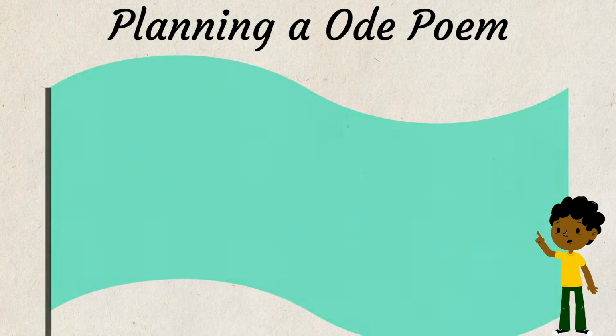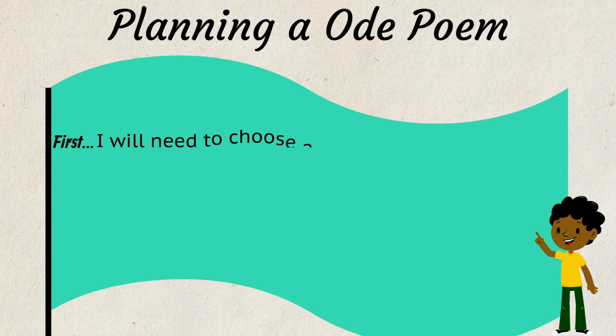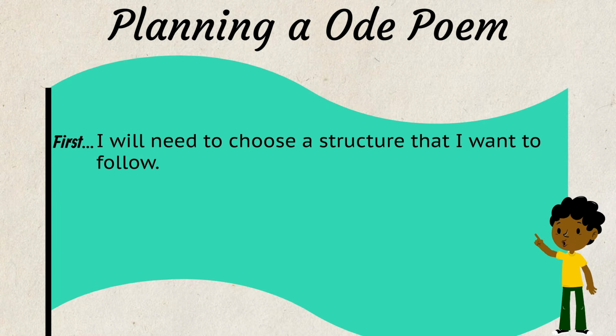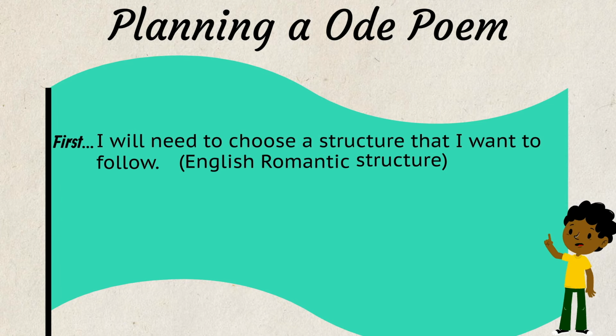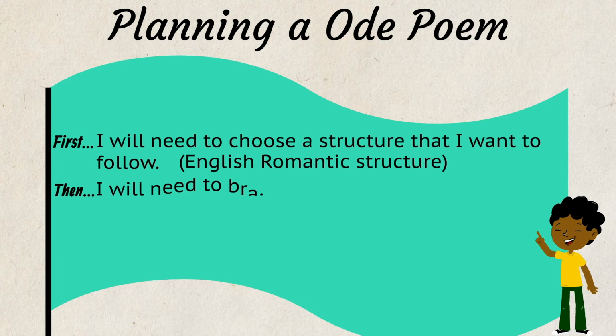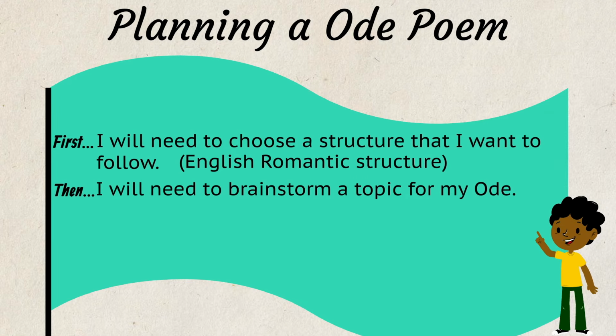Now, I will write my own ode poem. First, I will need to choose a structure that I want to follow. I think I will follow the English romantic structure with a quatrain. Then, I will need to brainstorm a topic for my ode. I think I will write about a cupcake.